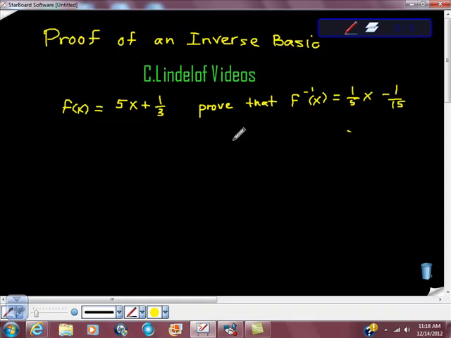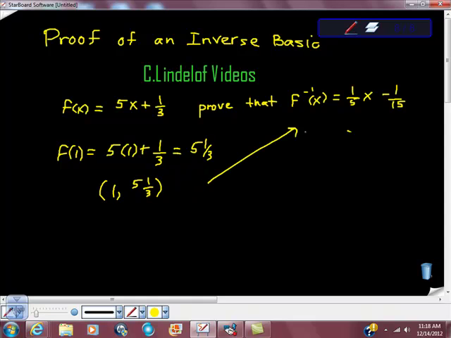let's see how that would work. You can say that f of 1 equals 5 times 1 plus 1/3 equals 5 1/3. So we have the point (1, 5 1/3).